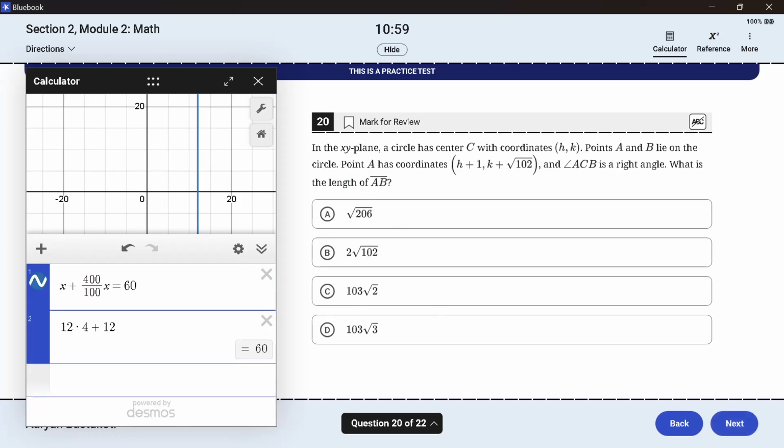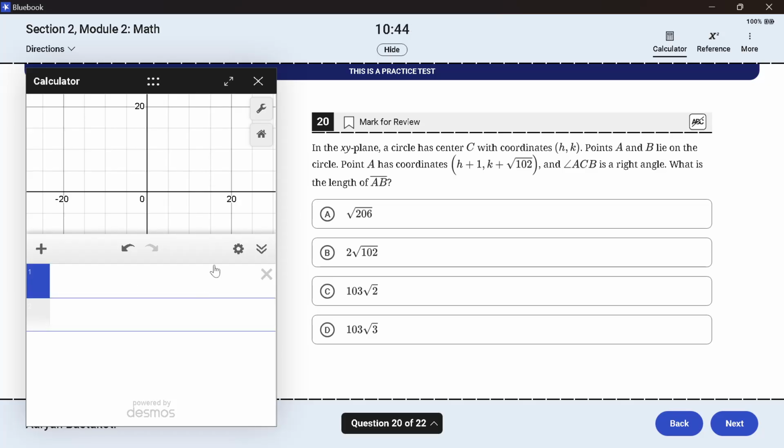In the xy plane, a circle has center C with coordinates h, k. Points A and B lie on the circle. Point A has coordinates this, and ACB is a right angle. What is the length of AB? Okay, center, and A and B lie on the circle. It does not say on the circumference, but it lies on the circle. And point A has coordinates this. ACB is a right angle. What is the length AB?